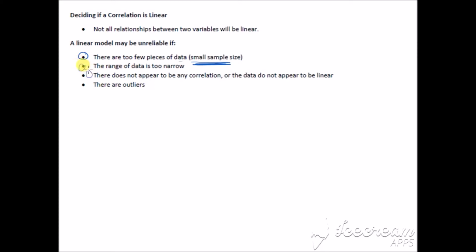There does not appear to be any correlation, or the data do not appear to be linear. So this would just be the shape of the graph, right? This would just be looking at it. Or if there are outliers, okay, that may be unreliable too.